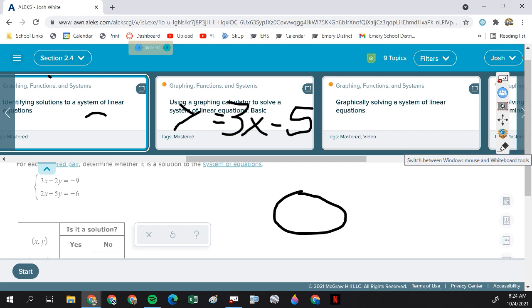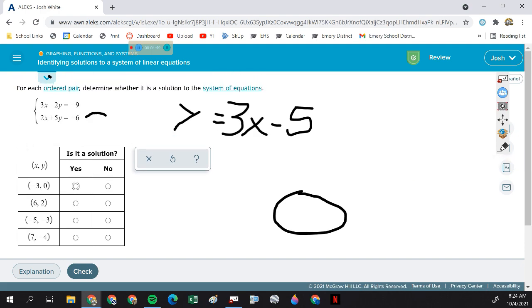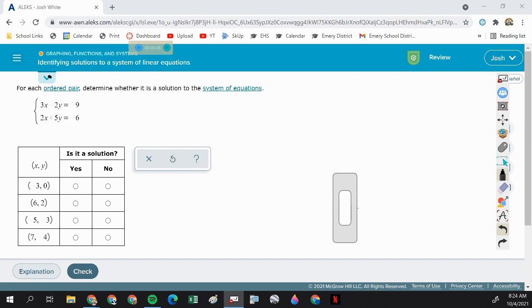What are we going to do here? It says for each ordered pair, determine whether it is a solution to the system. So one way to do this is just to solve it. Find the answer and click yes on the answer and click no on the other answers. Okay, how else could you do it without solving it? You could graph it, and we're not very good at drawing graphs, so you might not quite get the right answer. But how do I know if negative 3, 0 is a solution?